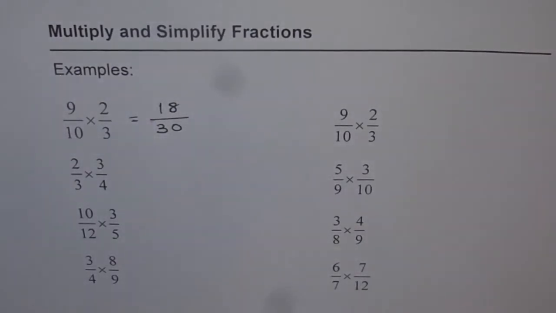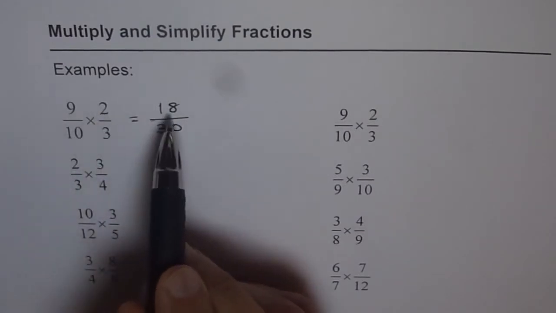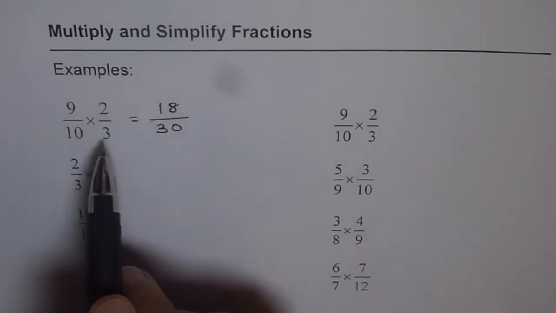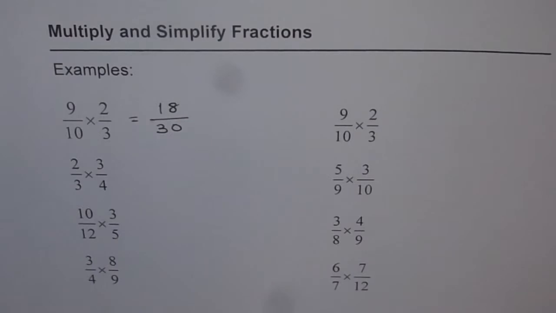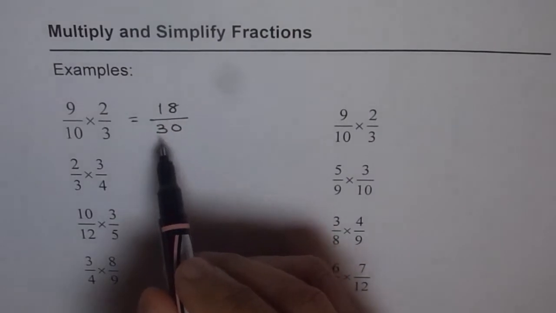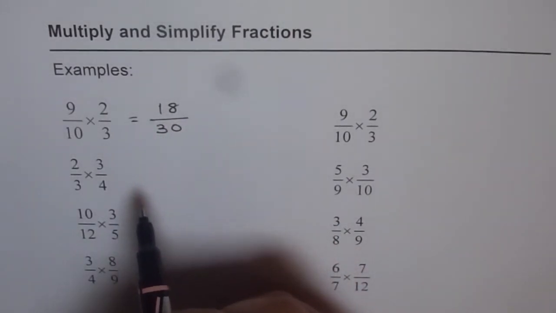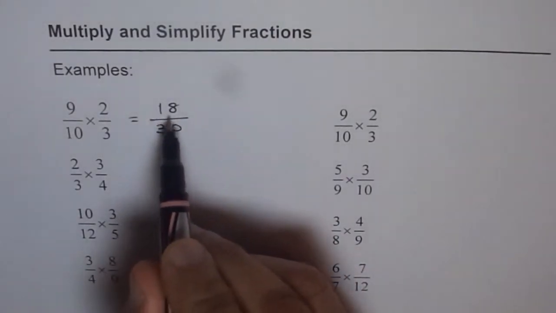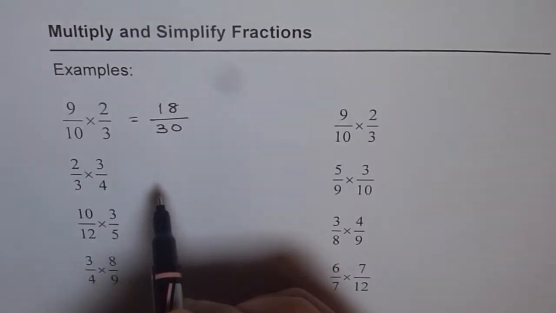So whenever you have to multiply fractions, you multiply numerators together, write them in numerator, and then denominator, write them in denominator. This is the first step. The second step is to simplify it. That means divide by common factors. Now 18 and 30 are both even numbers, right? So they could be divided by 2.